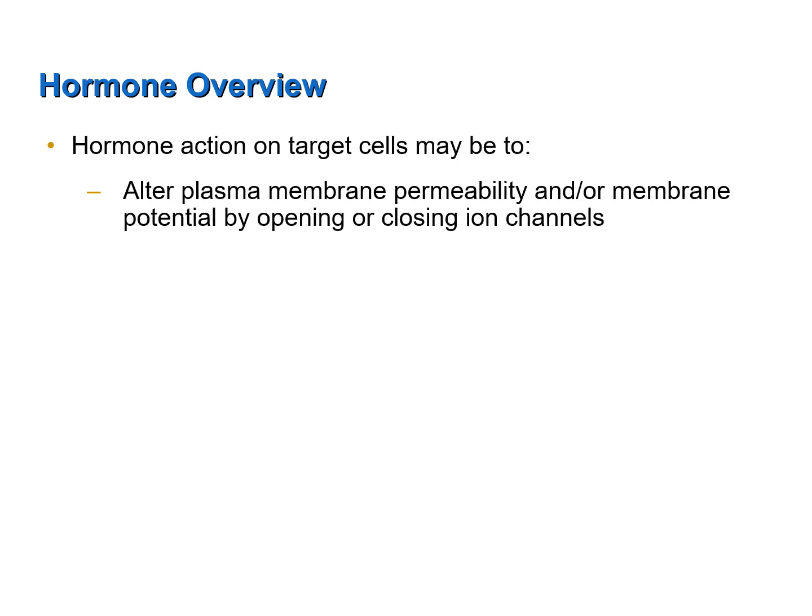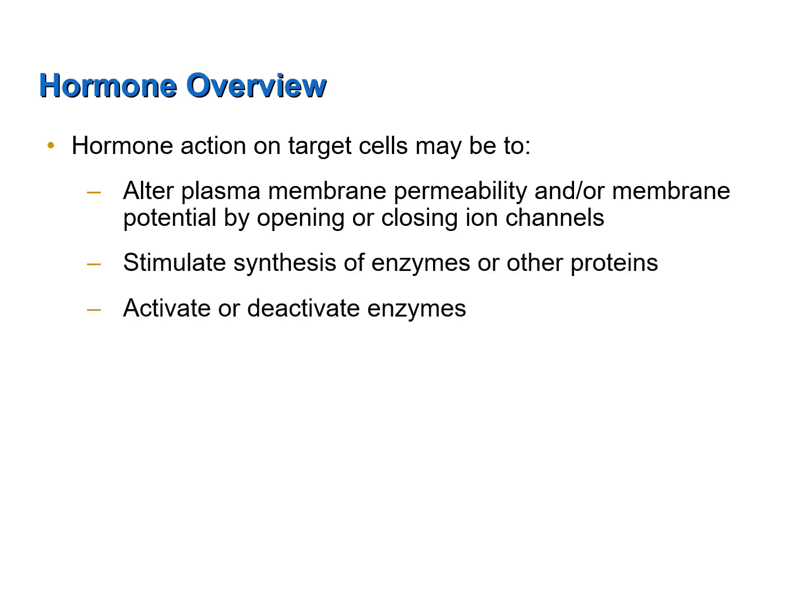And what kind of changes can occur in a target cell after a hormone binds it? Well, very similar changes to what happens when a neurotransmitter binds to its receptors. It can alter the permeability of the plasma membrane, opening and closing ion channels. It can stimulate the synthesis of enzymes or other proteins. It can deactivate enzymes, or it can cause the target cell to secrete substances, or even stimulate that target cell to go through mitosis and cytokinesis.